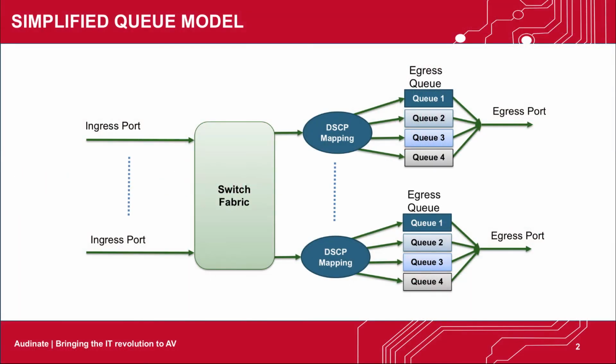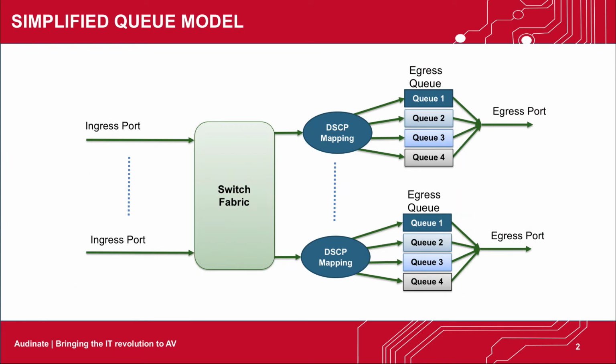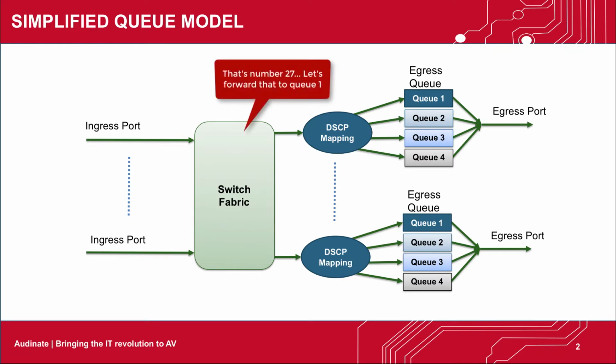Here's a simplified queue model. Packets come in from the left and exit on the right. The packets move through the switch. As these packets arrive in the switch's output port, there's a component in the switch that looks at the packet and reads the assigned DSCP number. In this example, let's say it's number 27. Seeing this packet arrive, the switch tells itself that's number 27 and forwards the packet to Q1.